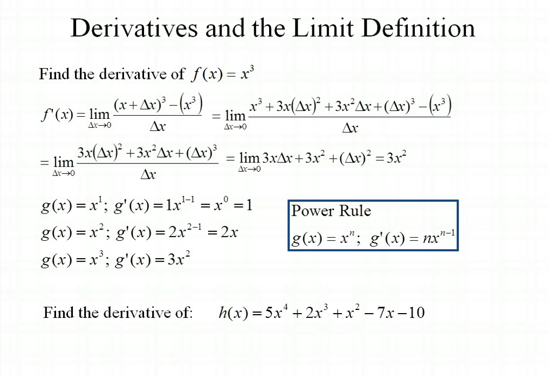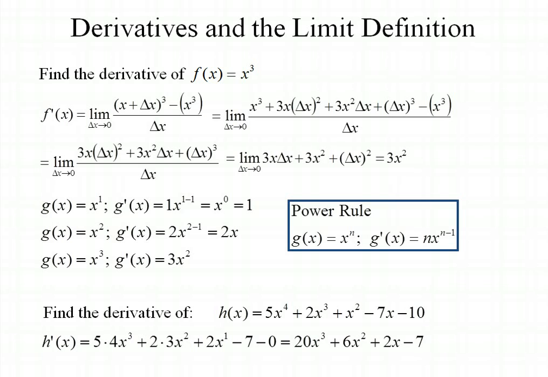So let's say that we wanted to find the derivative of 5x to the fourth plus 2x to the third plus x squared minus 7x minus 10. Well, we're going to be using our constant multiple rule, our sum and difference rule, and our power rules here. So looking at the 5x to the fourth individually and taking that derivative first, you would do 5 times 4x to the third. For the 2x to the third, you would have 2 times the derivative of x to the third, which is 3x squared.